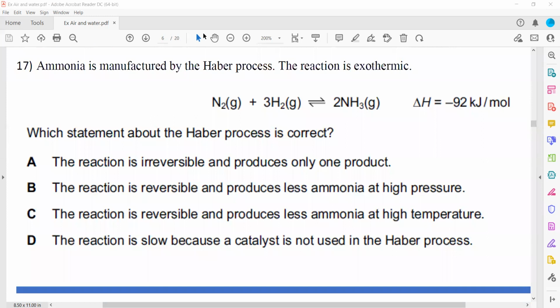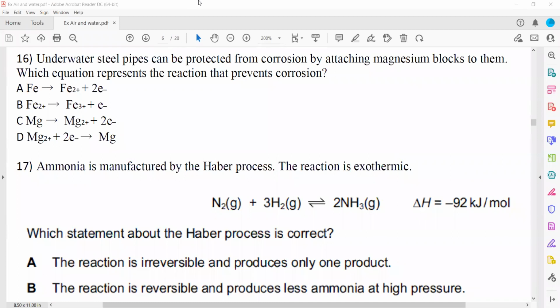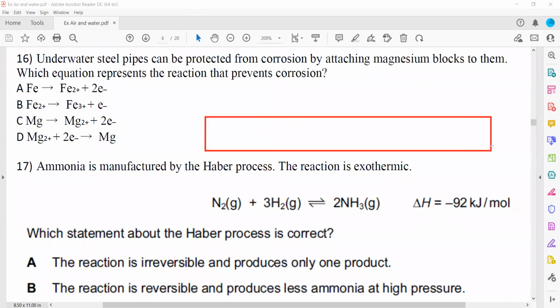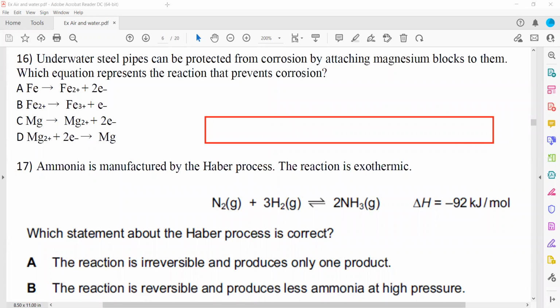The question is, you have an underground iron pipe, a steel pipe, and we place a magnesium block here. This is how we protect the iron from rusting. So what happened? A piece of magnesium is placed on iron. Because magnesium is more reactive, magnesium will transfer its electrons to the iron surface. And this magnesium will react with oxygen and water vapor in the atmosphere as compared to iron.